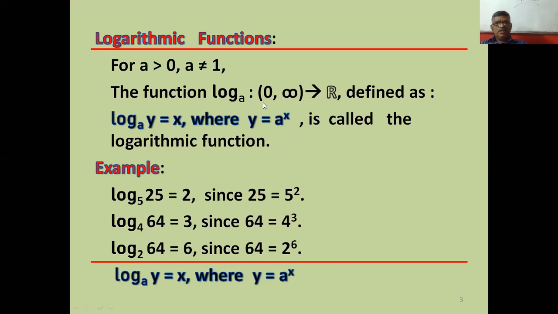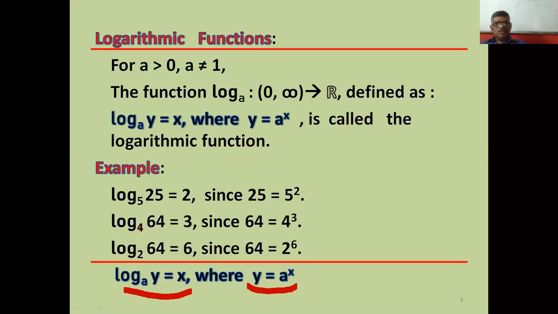Remember, the domain is the open interval 0 to infinity, which means the y value cannot be a negative number, and it cannot be 0. And the base a cannot be negative, cannot be 0, and cannot be 1 also. So again I repeat, log y base a is x when y equal to a raised to x. This should be in your mind very clearly.